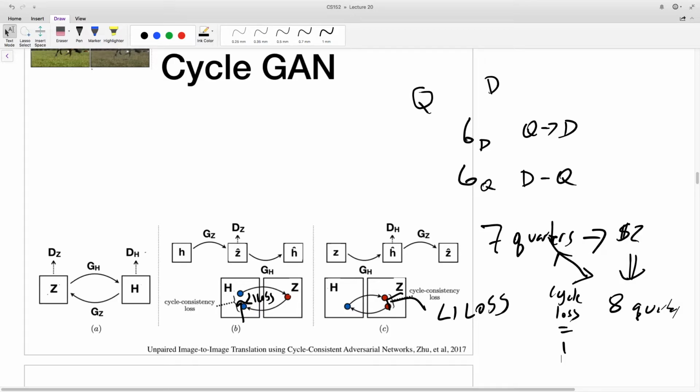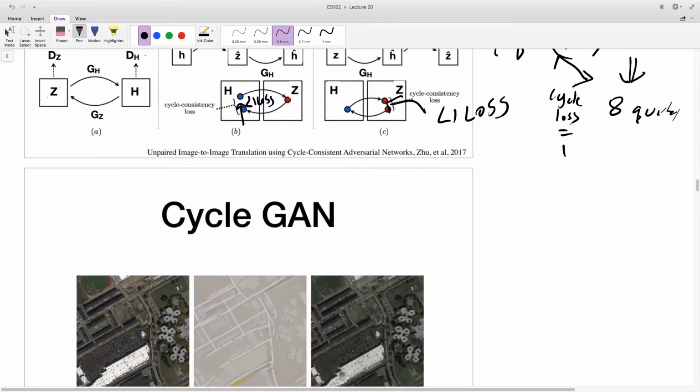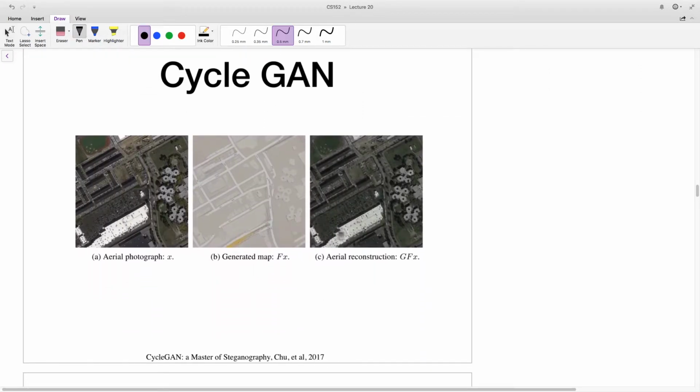But in this other paper, what's interesting, the paper is called CycleGAN, a Master of Steganography. And it shows a different example, which is not dissimilar from the horse. You've got an aerial photograph, and then that's being converted into like a map, you know, you might see in Google Maps. And then we convert it back.